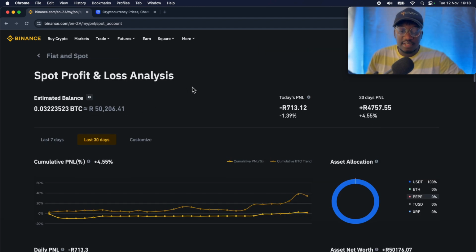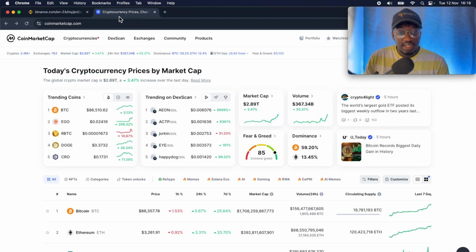Currently you can see that my account is sitting at 50,200 Rand, and we're going to record another video whereby I'm going to give you an update of this account, right? So first thing first, you're going to have to go fish. It means that you're going to have to find coins that you need to be buying and coins that you need to be selling. So you can see that I use CoinMarketCap to find coins that I have to be buying.